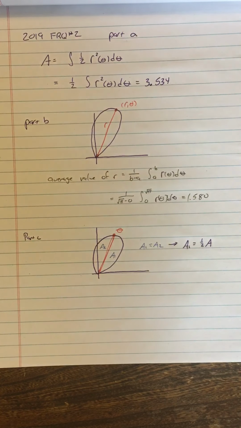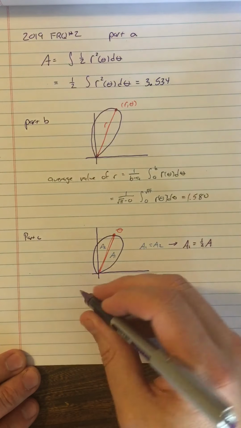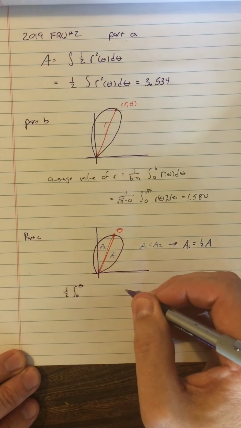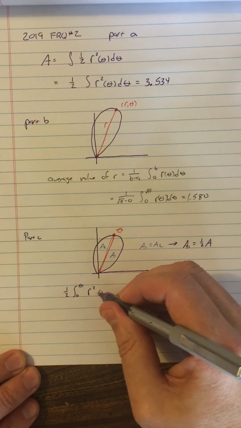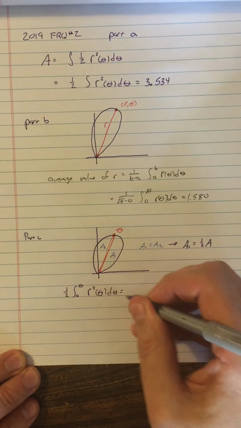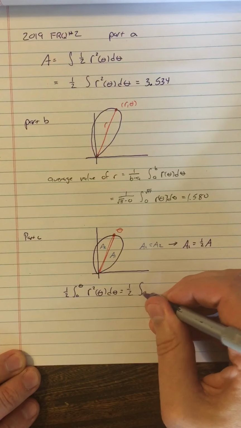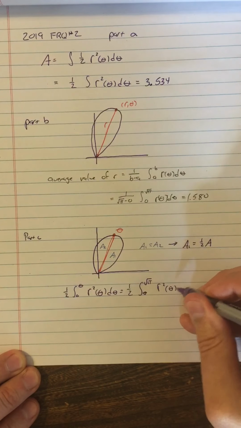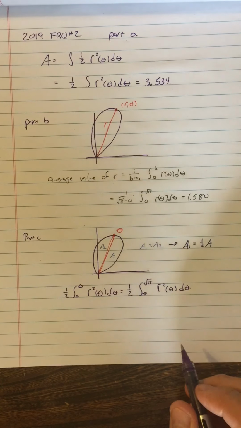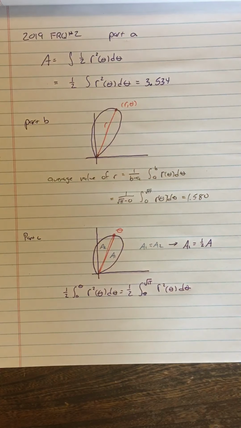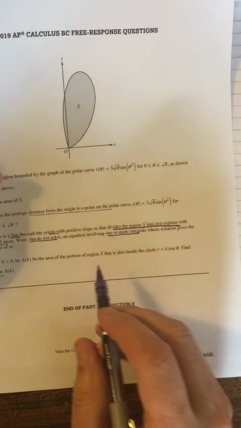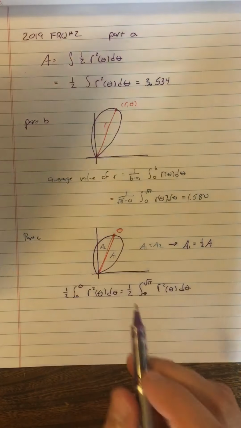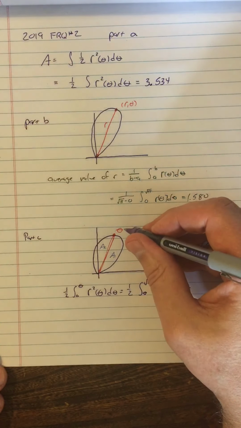All right, so then in order to do that, if I want A1 equal to A2, then I just have to have 1/2 the integral from 0 to whatever that theta is, r squared theta d theta equals 1/2 the integral from whatever that theta is to square root pi of r squared theta d theta. All right, but I can't leave it like this because they're asking us about the slope. I need to have an equation that gives the value of m, the slope.